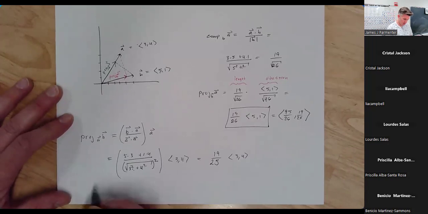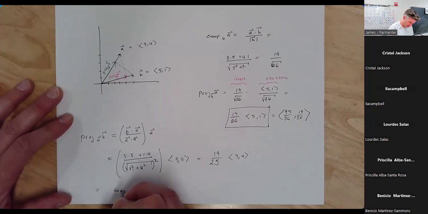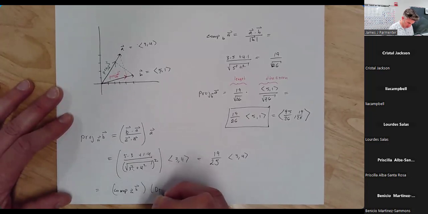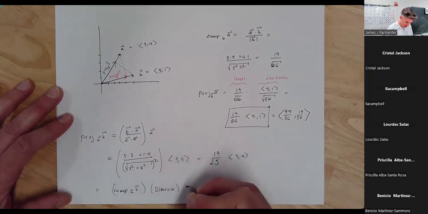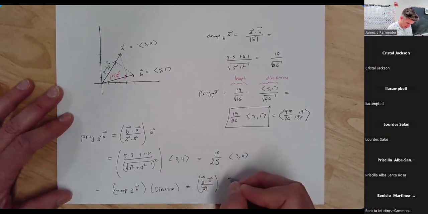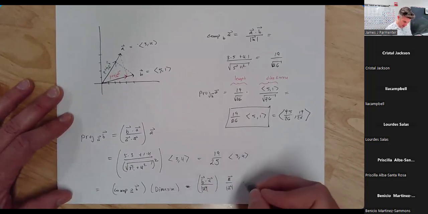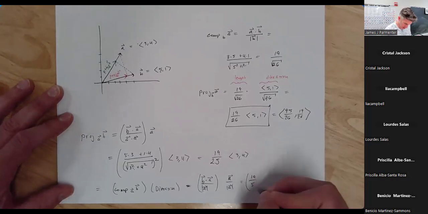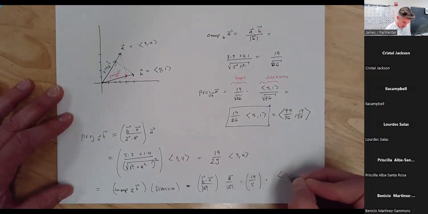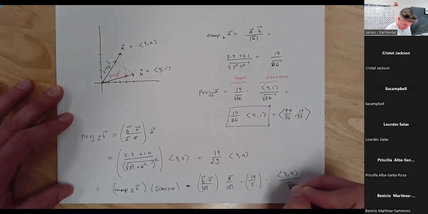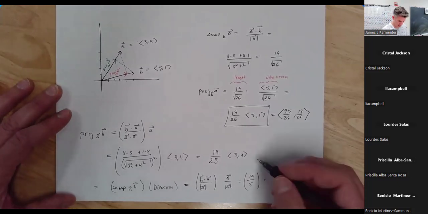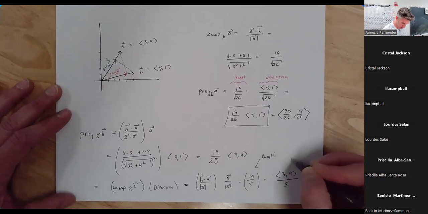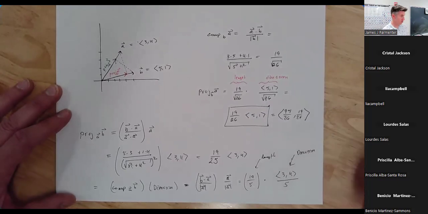Right, so if I had done this the longer way, I could have done this as the component of B onto A multiplied by the direction, which would have been B dot A over the magnitude of A, multiplied by A over the magnitude of A. B dot A is still 19. The magnitude of A is the square root of 25, which is 5. And then it'll be multiplied by the unit vector in the direction of A, which is the vector 3, 4 divided by 5. So that's a way of thinking: there's the length of your projection, and there's the direction of your projection, which is just the direction of A.